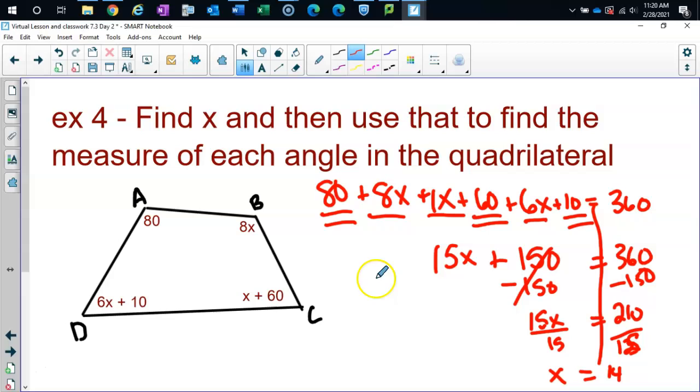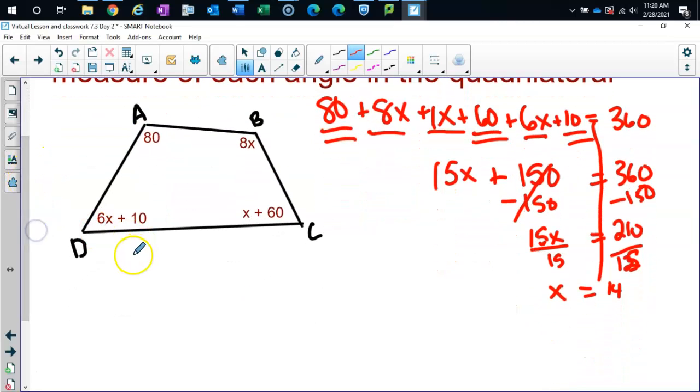Okay, so now we found x. Now, let's go back to our quadrilateral and find our missing angles. The measure of angle A is 80, because they gave that to us. The measure of angle B is 8x, but x is 14, so that means 8 times 14. And when you punch that into your calculator, you get 112 degrees.